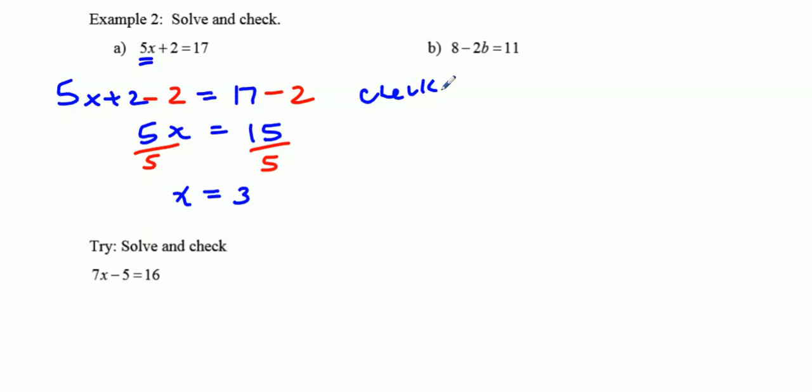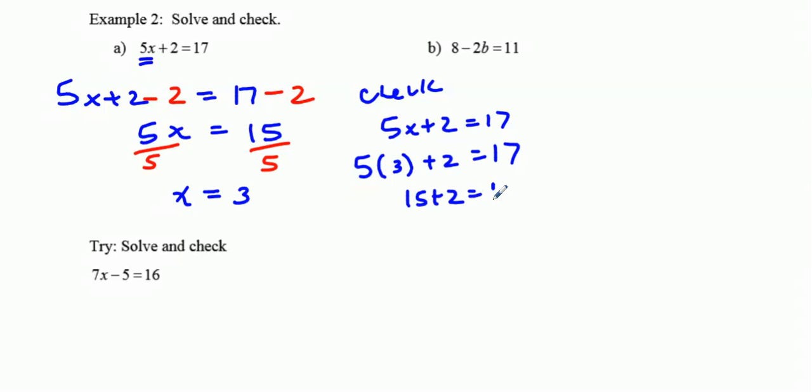So check. Rewrite the original equation. Substitute in what you got. Don't move anything around. Just work the columns independently. So 5 times 3 is 15 plus 2. That's 17 equals 17. And left side equals right side. So we are good. All right.